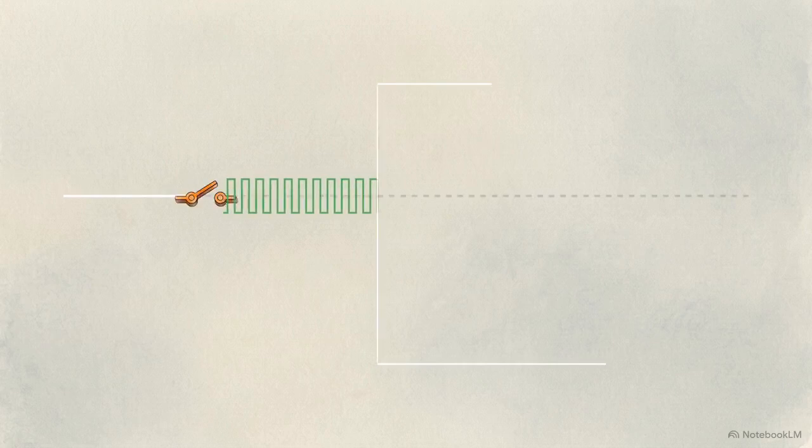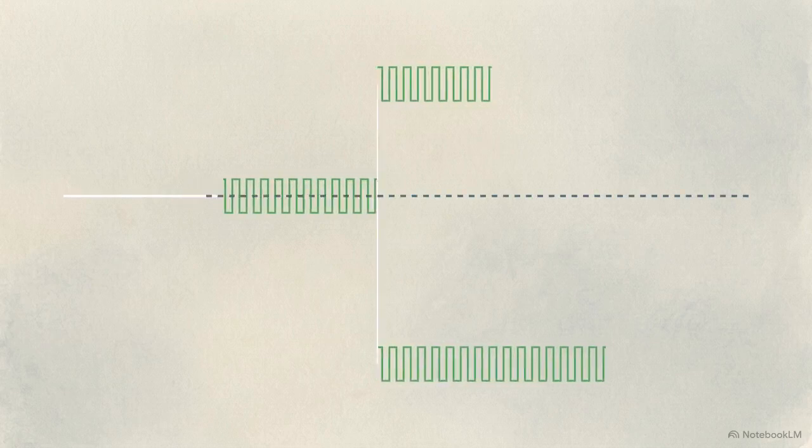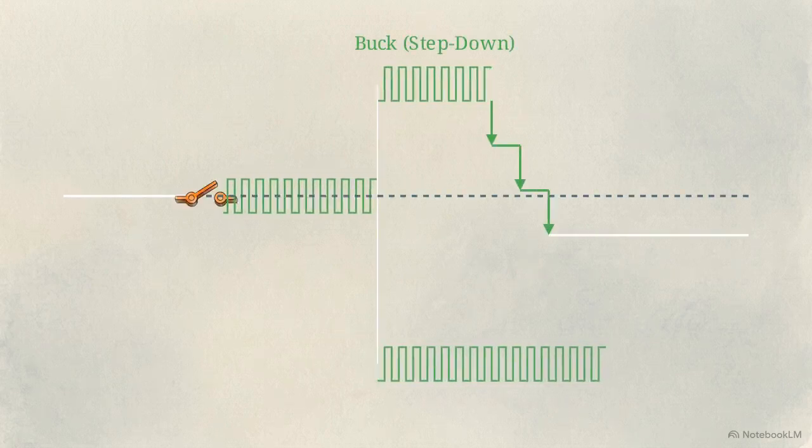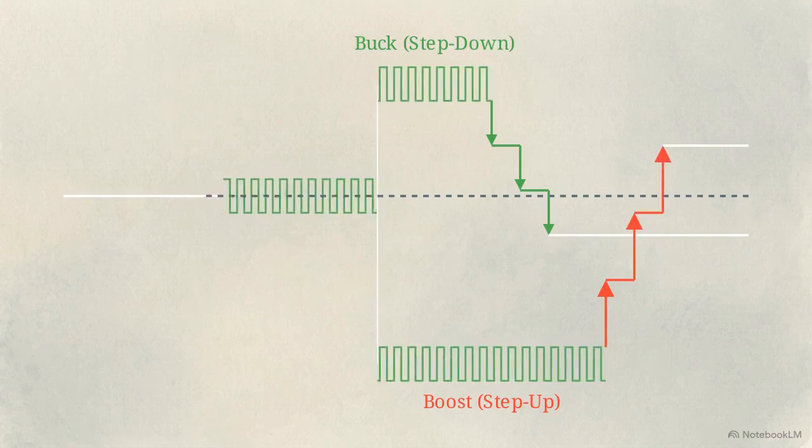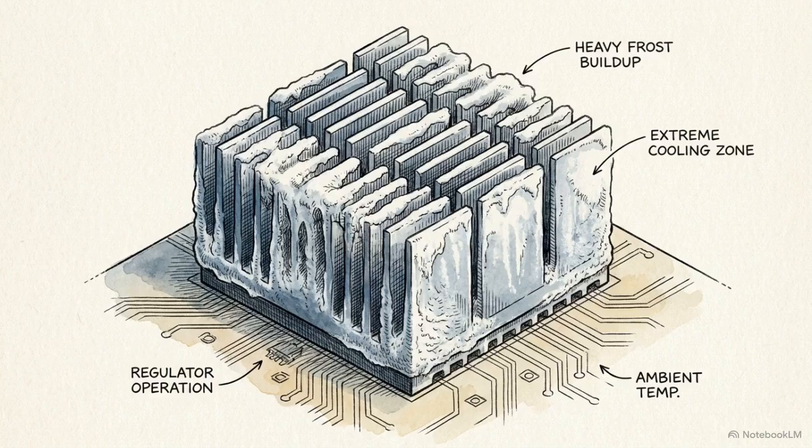To achieve maximum efficiency, modern systems use switching regulators. By pulsing power on and off incredibly fast, buck regulators step voltage down, boost regulators step it up, and buck-boost regulators do both without wasting energy as heat.